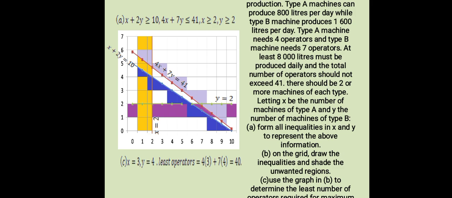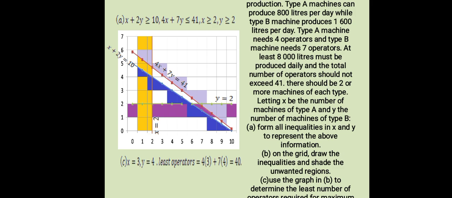A juice company has two types of machines, A and B for juice production. Type A machine can produce 800 liters per day, while Type B machine produces 1,600 liters per day. Type A machine needs 4 operators and Type B machine needs 7 operators. At least 8,000 liters must be produced daily, and the total number of operators should not exceed 41. There should be 2 or more machines of each type, letting X be the number of machines of type A and Y the number of machines of type B.